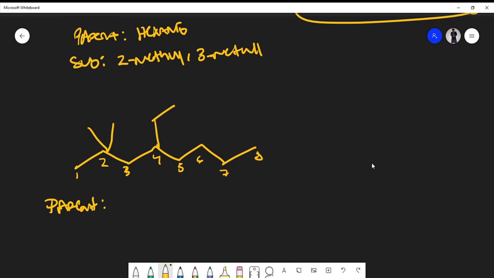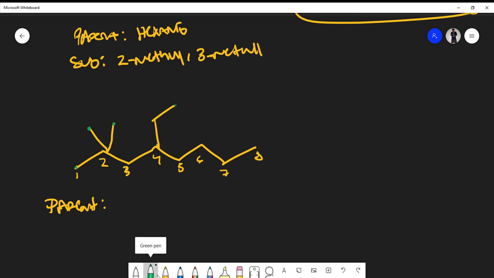if I start from here as carbon 1, or even here as carbon 1, it's still the same as starting from here as carbon 1. So it doesn't matter if I start at any of these 3 places, my first branch point is still going to be on the second carbon. This also gives me the longest continuous parent chain, which would be octane.